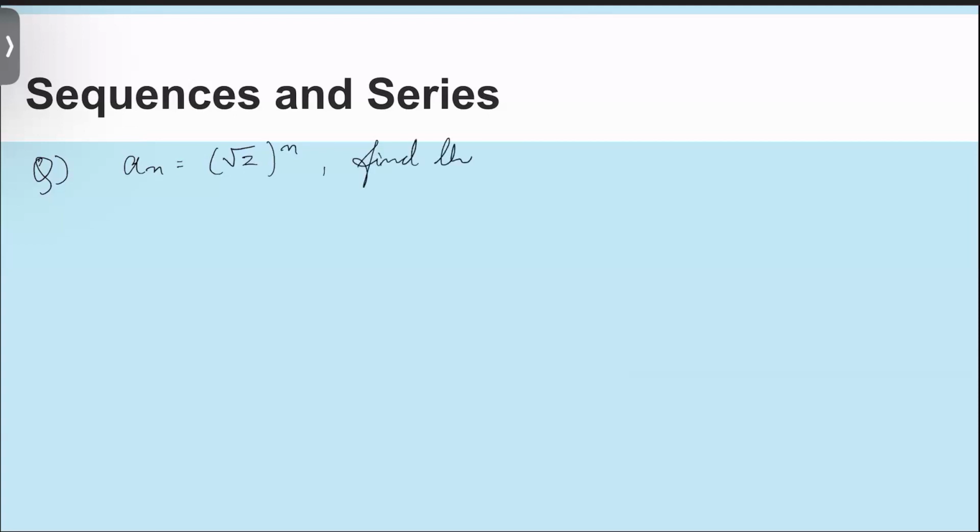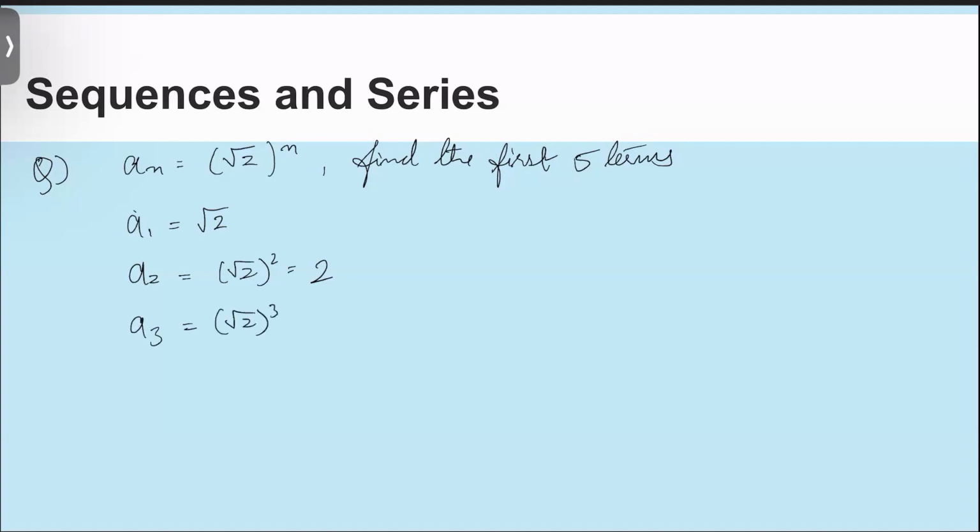Find the first 5 terms of the sequence. Okay, so suppose you have a1 is going to be root 2 itself, a2 will be root 2 the whole squared, so that's 2, a3 root 2 the whole cubed, so that is 2 root 2, a4 is root 2 raised to 4, which is 2 into 2, that's 4.